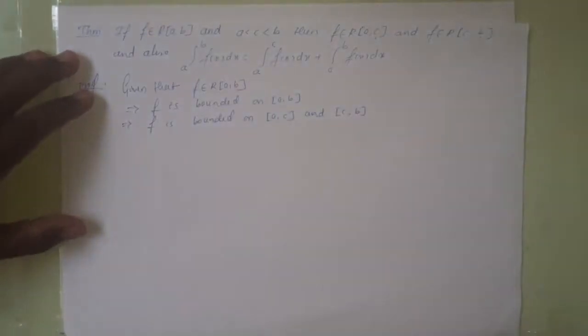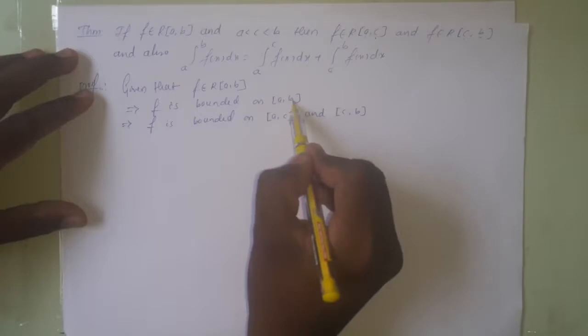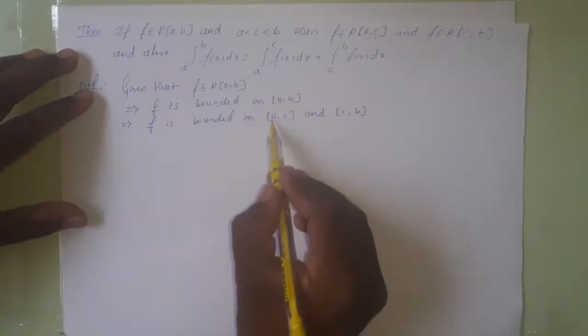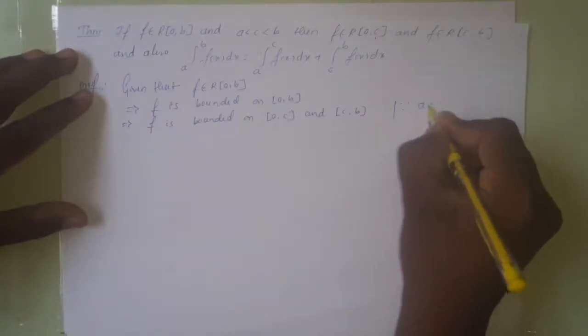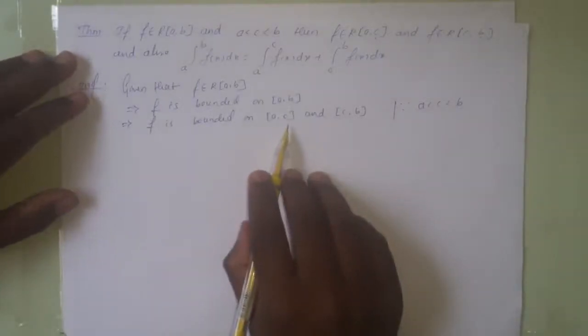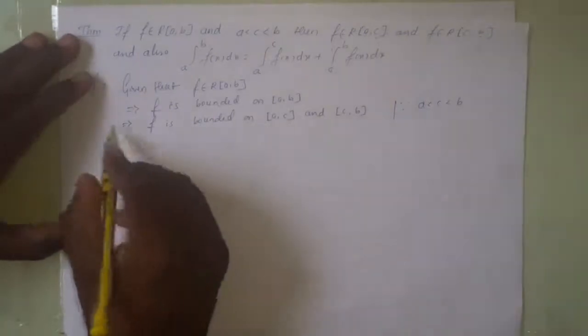Therefore f is bounded on the interval [a, c] as well as on the interval [c, b]. So here f is bounded on the interval [a, b], and then we can write f is bounded on the intervals [a, c] and [c, b], because a < c < b, meaning c is a point in between a and b.